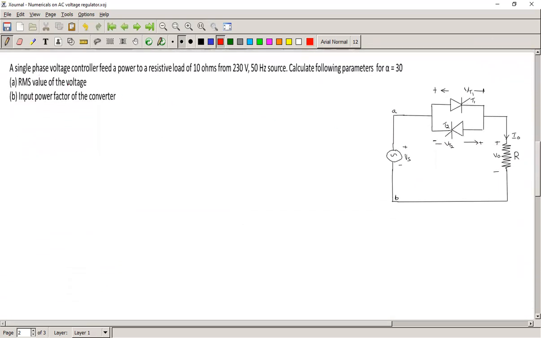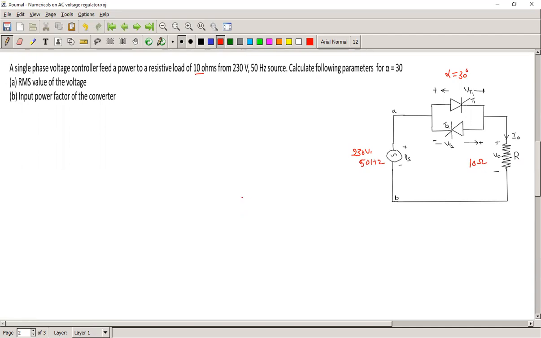A single phase voltage controller feeds power to a resistive load of 10 ohms. This is the 10 ohms. The input voltage is 230 volts, 50 hertz. Firing angle, again, this one is also given as 30 degrees. Okay, find the RMS value of voltage.